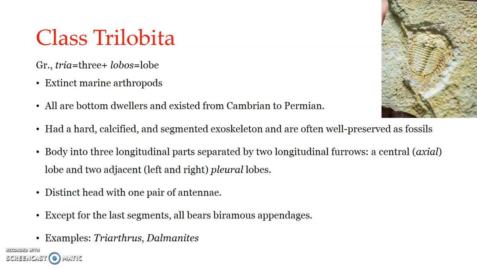Examples coming under them are Triarthrus and Dalmanites, and there are plenty of other species coming under trilobites. You can refer to trilobite.info for further details on the class Trilobita. It comes under the subphylum Trilobitomorpha, which includes the single class, the Trilobita.